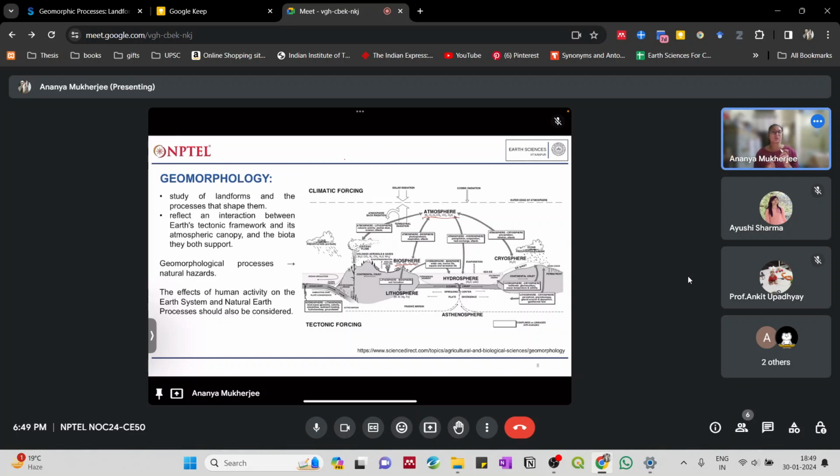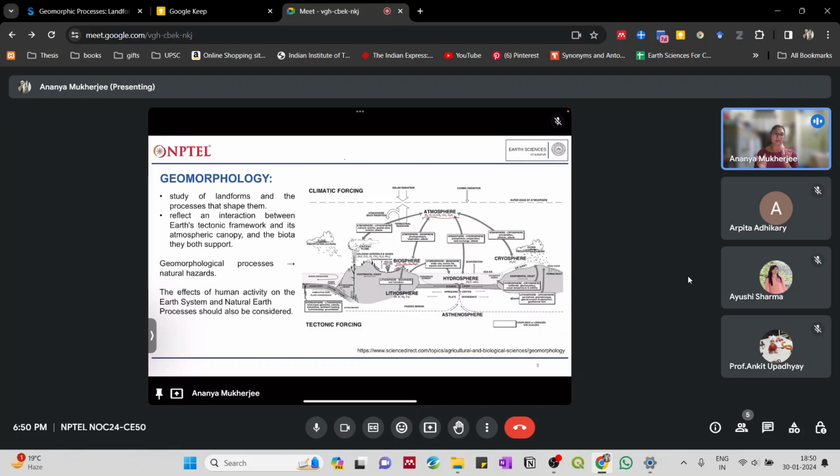Obviously, understanding geomorphology will help you to understand the interaction between the Earth's tectonic framework, as I said, the plate movements are the primary or the major component of the different earth processes, and how they are being influenced by the action of the natural agents. So we can understand the interaction between these two processes, which is giving rise to the changing landscapes and formation of the landforms.